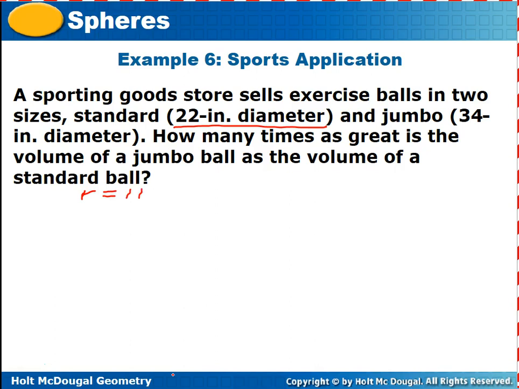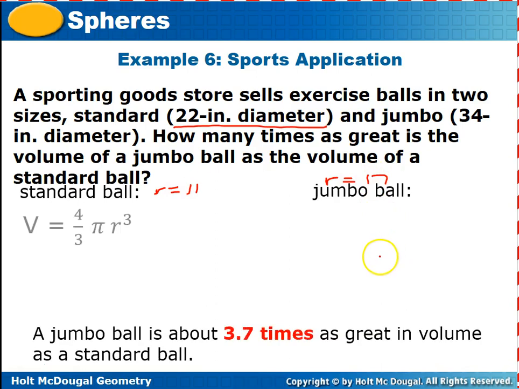And our radius for the jumbo ball is going to be 17 because half of 22 is 11 and half of 34 is 17. Then we're just going to basically write the formula for these two. So the radius here was 11. We're going to go ahead and populate these. So we're going to do 11 cubed times 4 divided by 3, 17 cubed times 4 divided by 3.